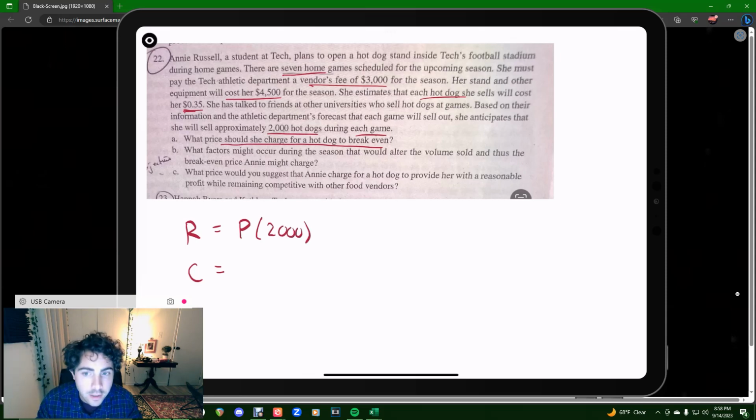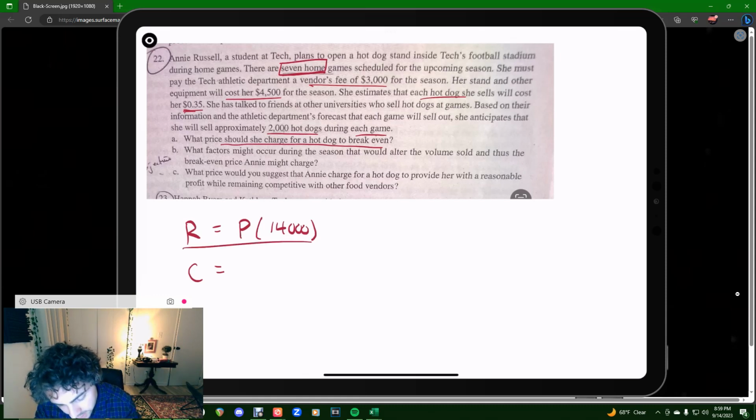Now be very careful. It's 2,000 hot dogs per game, but they tell us there are 7 home games. So we need to make sure we're multiplying by 7 for our overall quantity of 14,000 hot dogs, because all the other costs in this problem are for the entire season. So that's our revenue, just 14,000 P.